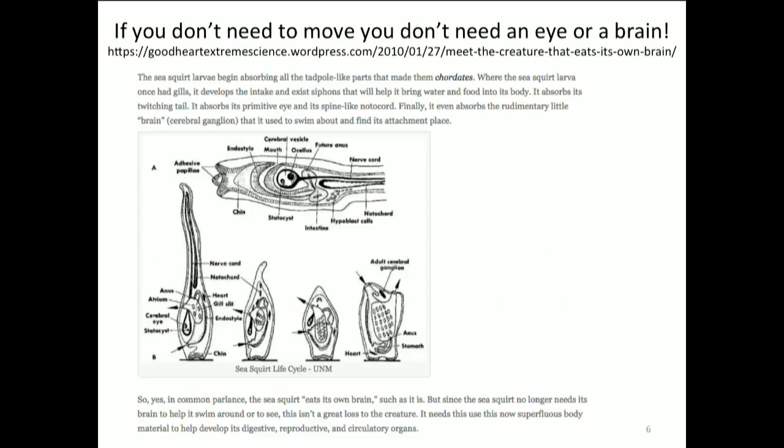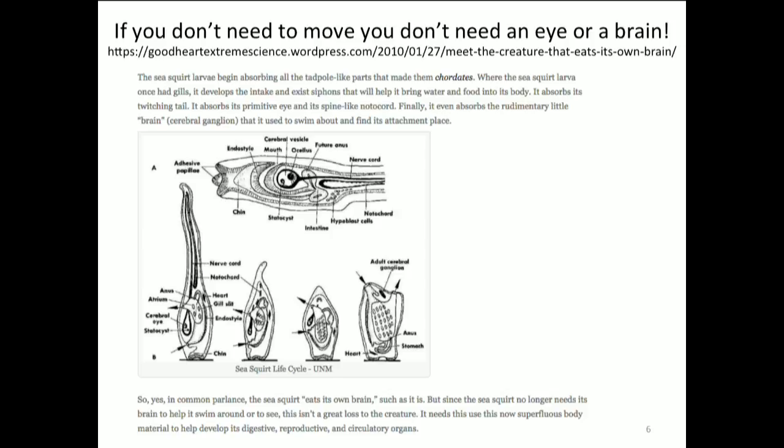There are examples in the animal kingdom of species which have this funny life cycle, where part of their life cycle they are like animals moving about, and then part of their life cycle they are like plants, stationary at some place. And this is the sea squirt, and I actually have a link to this. When this animal gets to that stage of its life cycle, when it is stationary, it actually digests its visual system and its brain, because it has no use for it anymore.